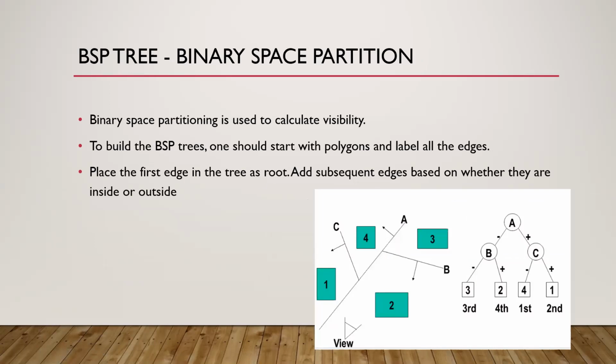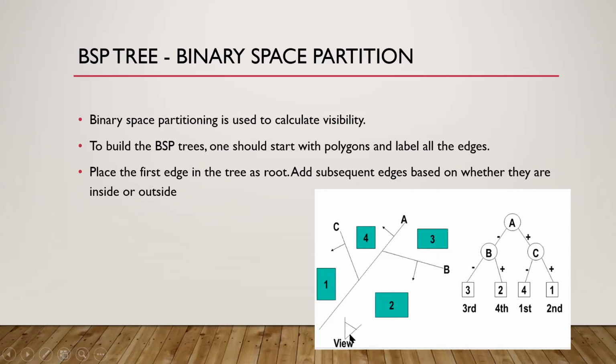Then the next is BSP tree, or binary space partition. Here you're dividing the object space into a binary tree, as you can see in the image. You set the viewing direction, which is arbitrarily set, and you can also select the front and the back. There is no rule as to how to set the front and the back, so that has to be specified before you start with the algorithm.